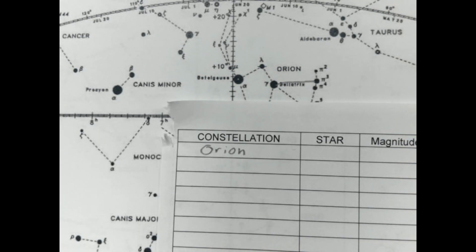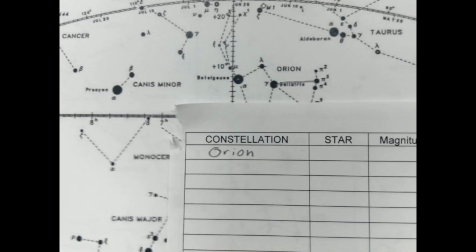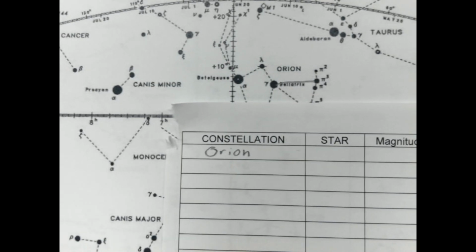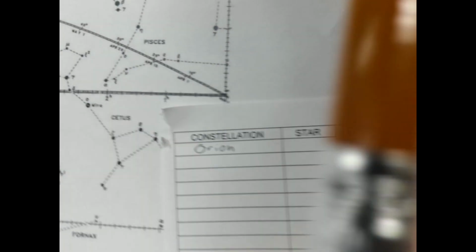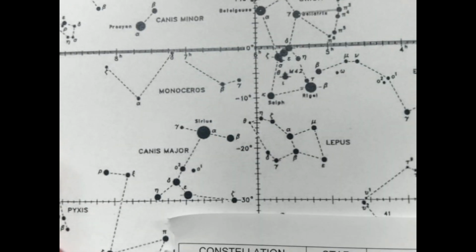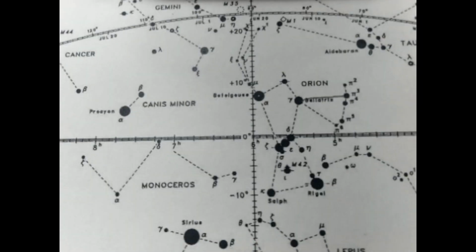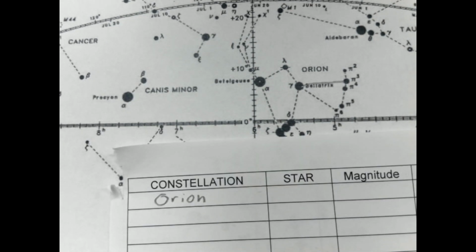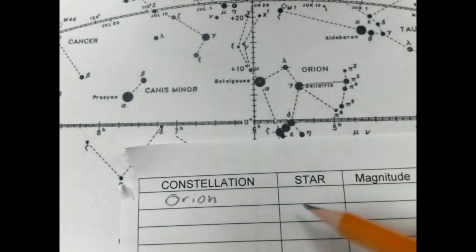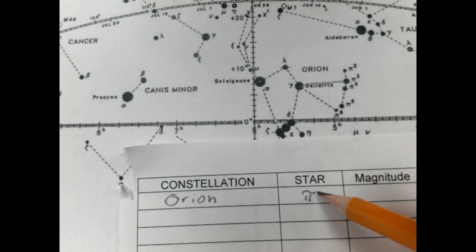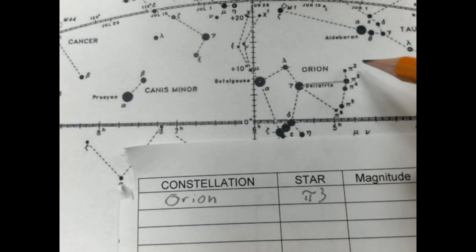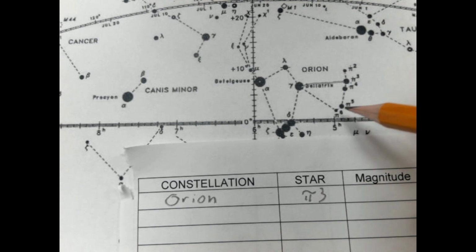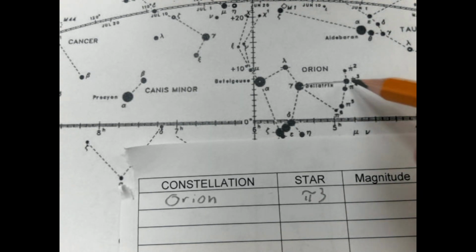I need to separate out this right-hand page. So Orion is our constellation. I'm going to start with this one here, which is pi 3, because there's a whole bunch of them.